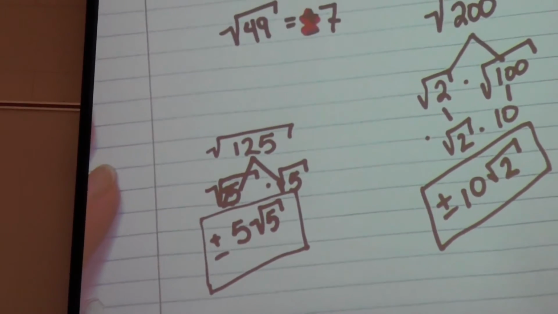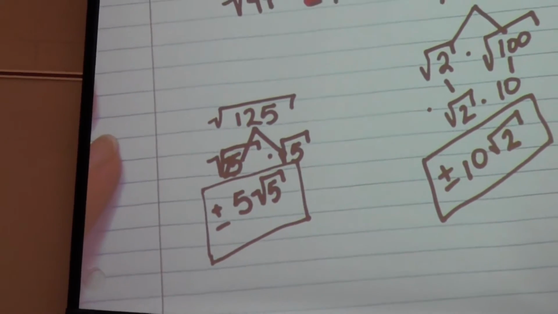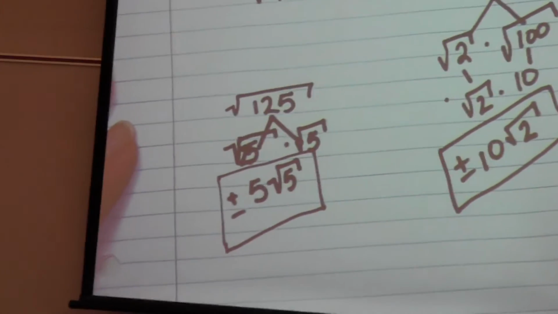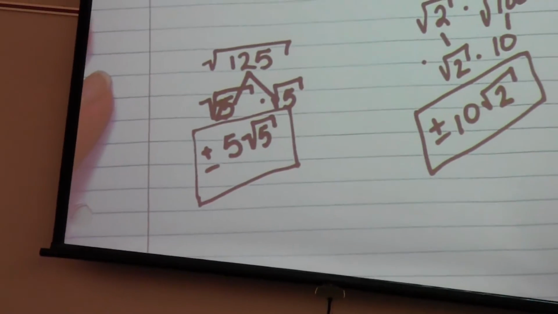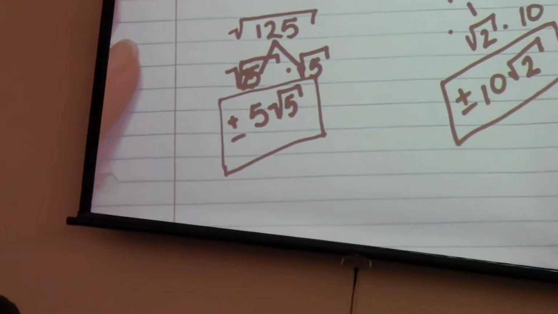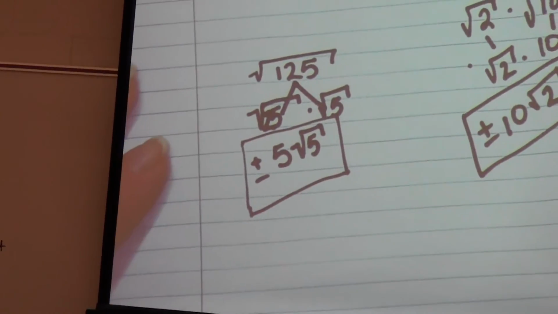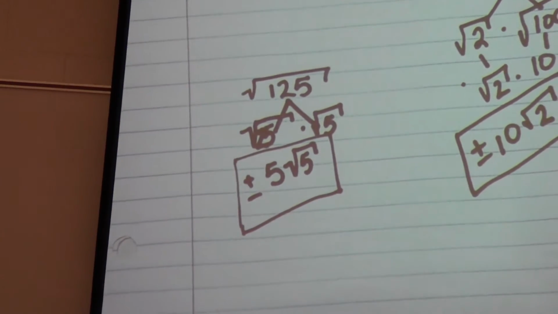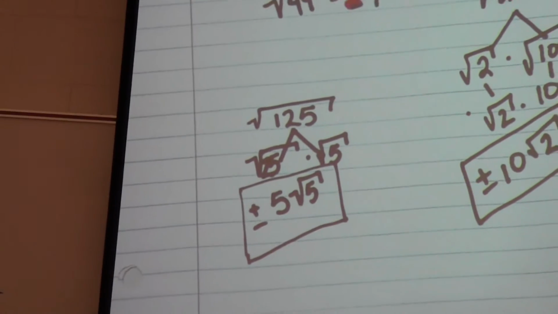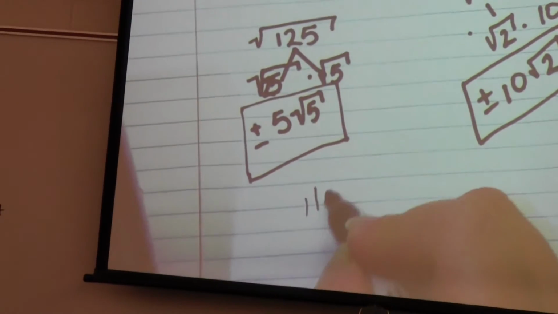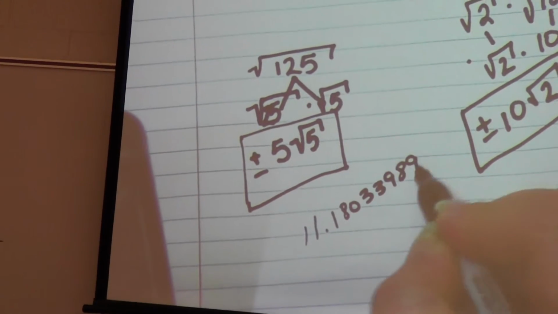I would also check that in my calculator. If I was really unsure of my math, I could say the square root of 125 is approximately some decimal, and then check to see if 5 times the square root of 5 was that same approximate decimal. And one thing to keep in mind is when you're putting it in your calculator, let's just do that for a second. So we have the square root of 125. The square root of 125 is like 11.180339989 something, something, something.